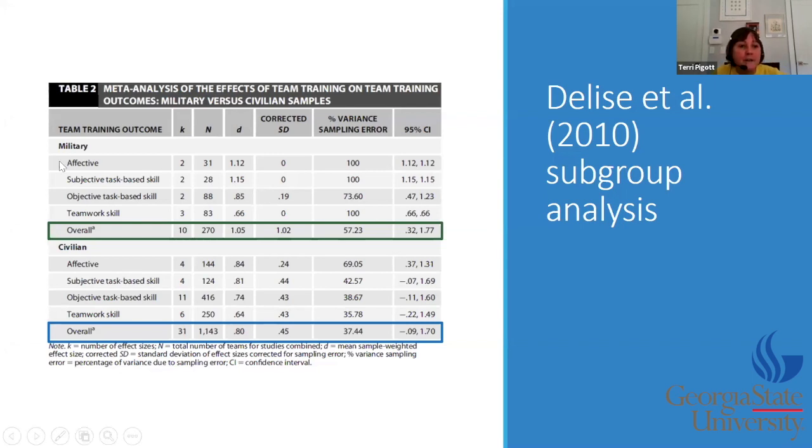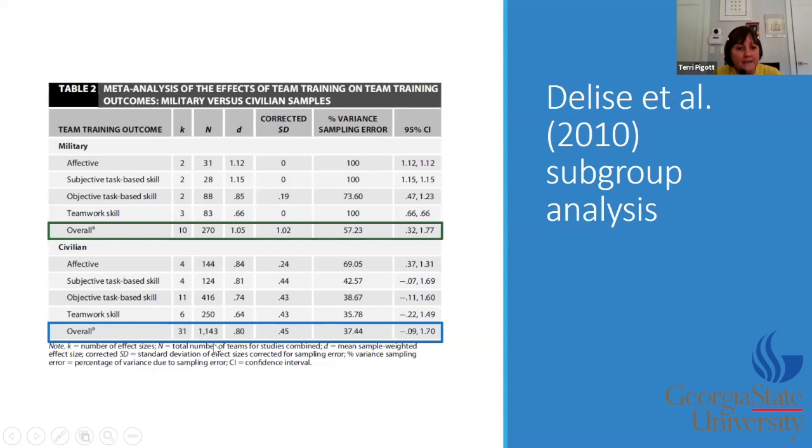So if we just look at the overall effect size, we have 10 studies here that used a military sample. There were 270 participants in those 10 studies. And here we have an effect size of 1, which, by the way, in the social sciences is fairly large. It's a 1 standard deviation difference between the group that got the team training and the group that didn't.